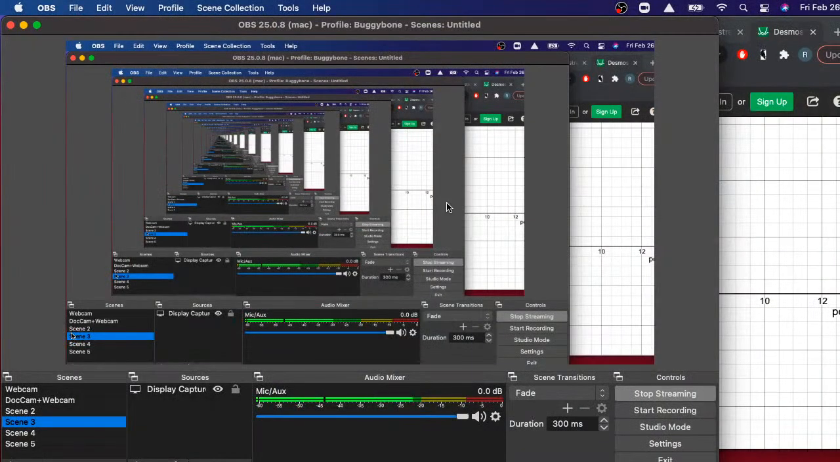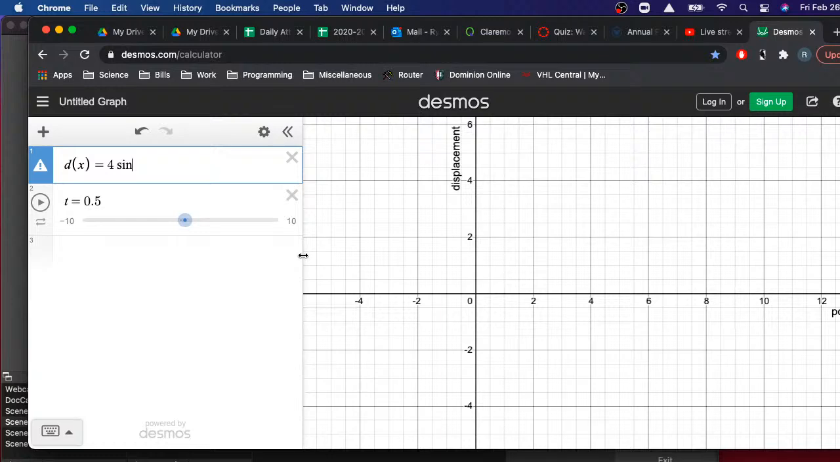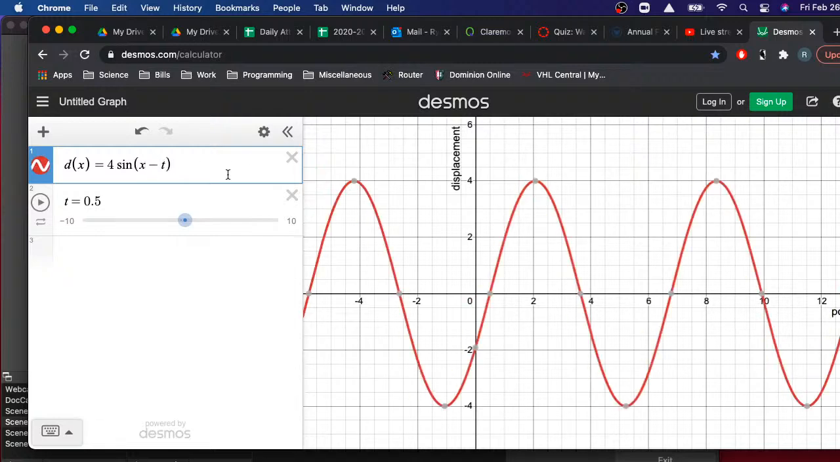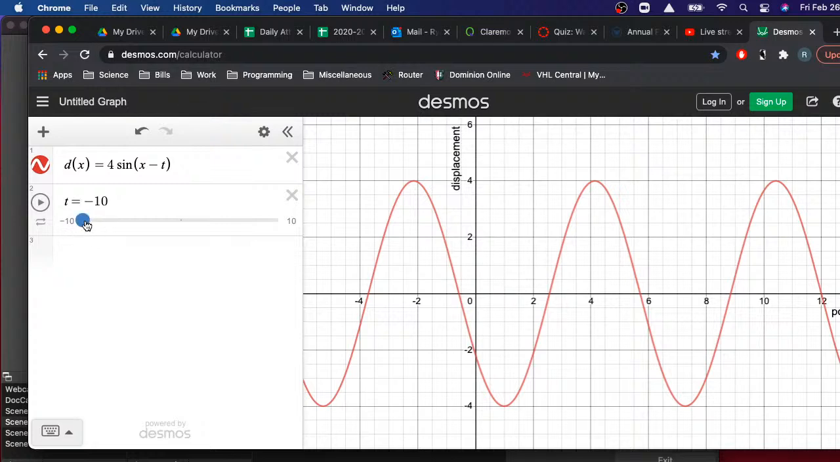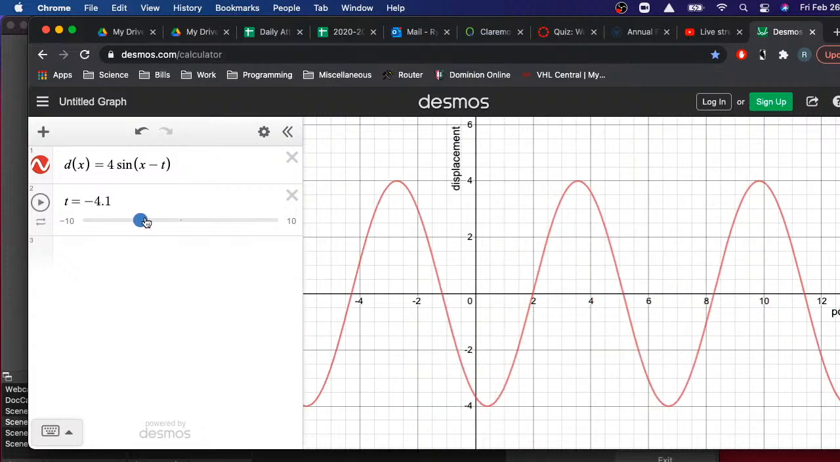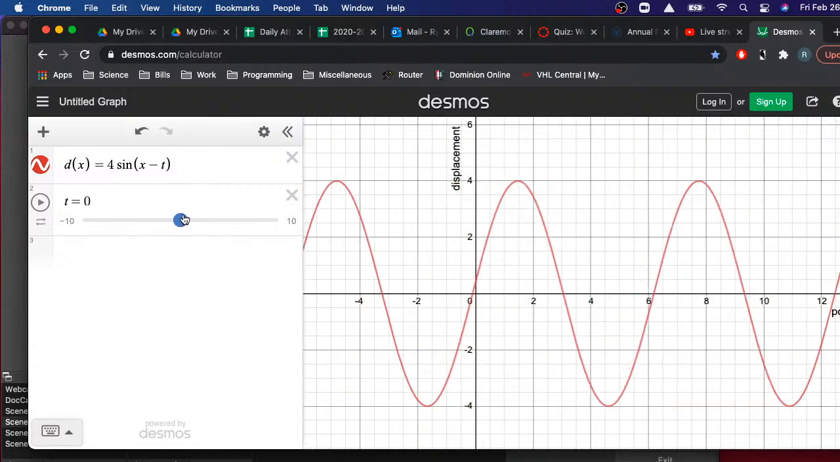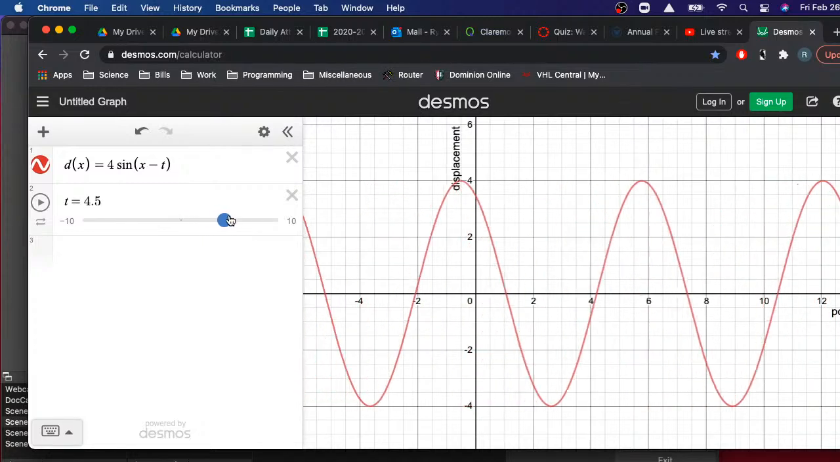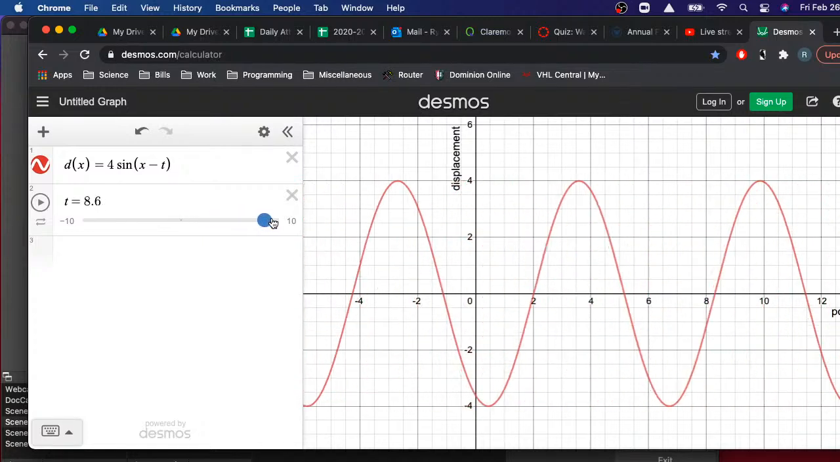I think that's going to go to Desmos. Cool. So I have d of x equals 4 sine of x minus t. And so I have a slider here. So this is displacement versus position. And I have a slider for the time. So what if we start at time minus 10 and time moves forward? You can see that the shape of the graph is exactly the same, but the amount of shift increases.